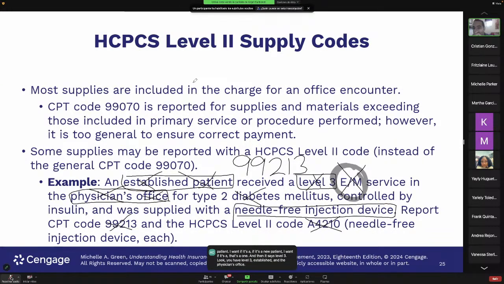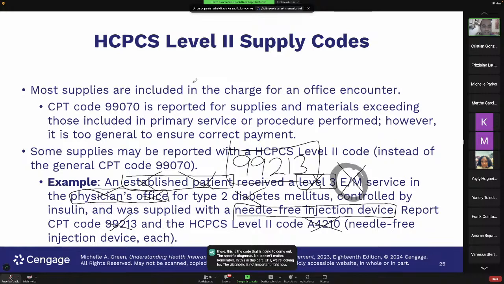Boom. The diabetes and the insulin part is a distractor. That is extra information that you do not need for anything. I can just say, established patient received level 3 E&M service in the physician's office, and if you stop there, this is the code that is going to come out. The specific diagnosis, no, doesn't matter. Remember, in this part, CPT, we're looking for procedures. The diagnosis is not important right now.